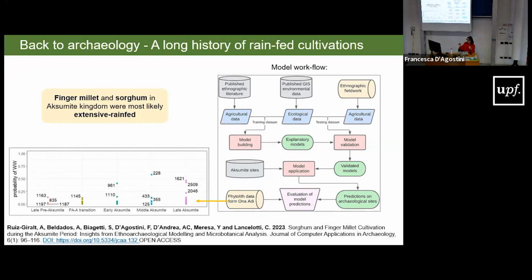But the interesting thing is that the model that I mentioned earlier about phytoliths was used to validate this one. And both models seem to indicate the same type of cultivation in the past, which is extensive rain-fed. So again, this implies that in these lands, rain-fed cultivation is not an entirely new practice, but is something that was done even in the past.